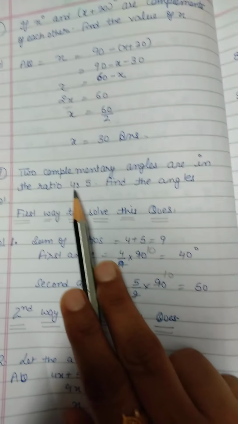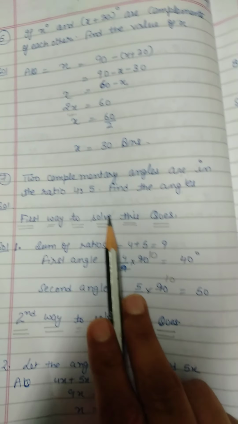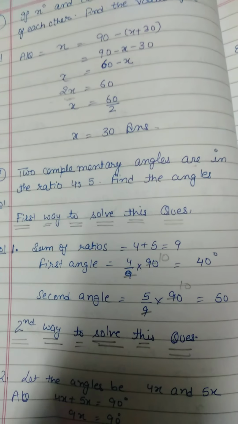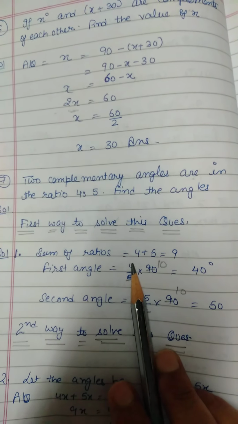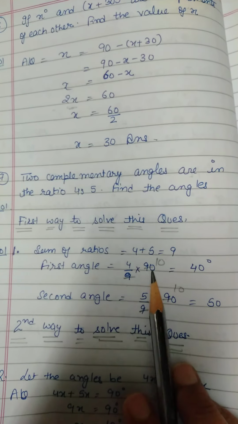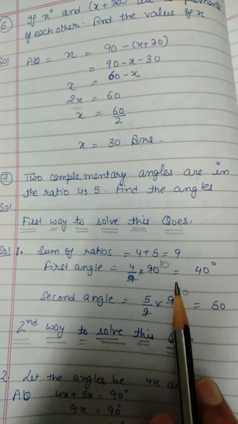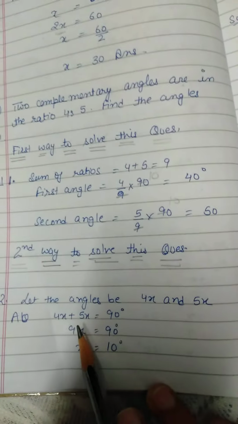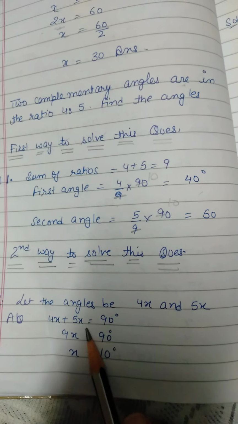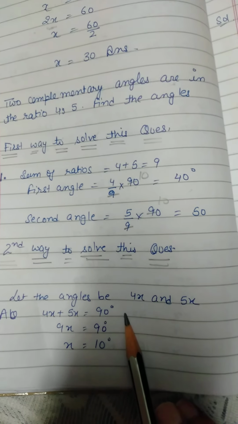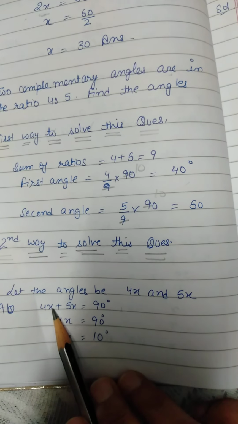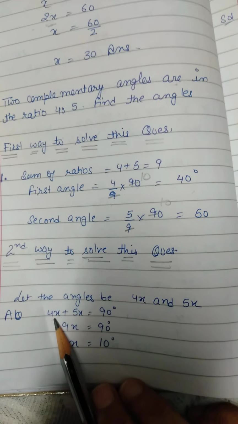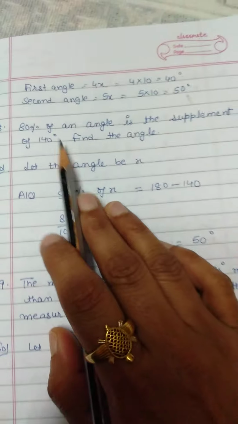Fine. Two complementary angles are in this ratio. So you have two methods to solve this. Either you can use the sum of ratios: sum number divided by sum into angle. Complementary angle means 90 degree. Fine. Secondly, you can assume 4x plus 5x is equal to 90 degree, because this is a complementary angle. So you get the value of x, put the value of x. So 4x means 4 into 10 is 40, 5x means 5 into 10 is 50.